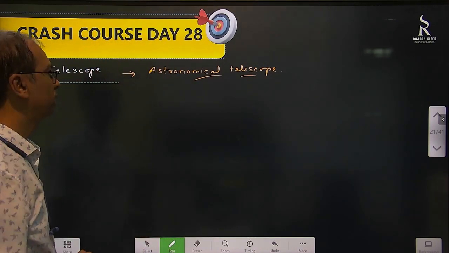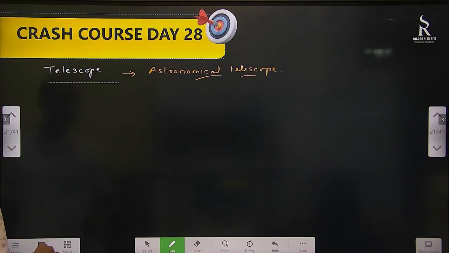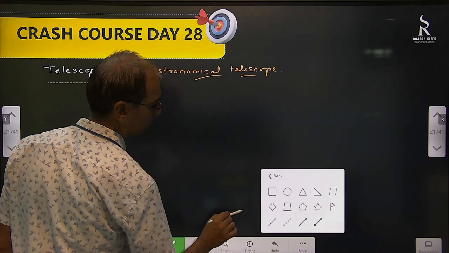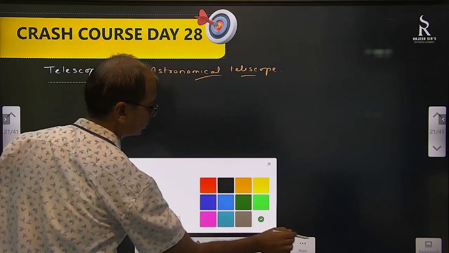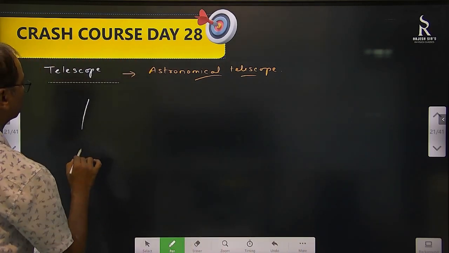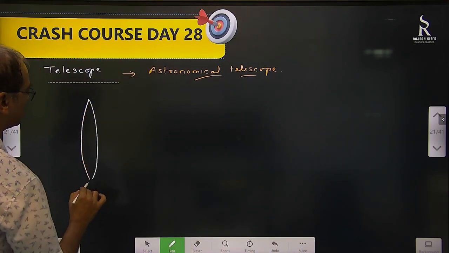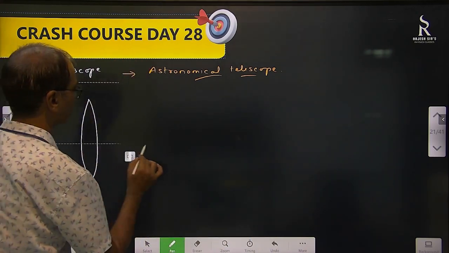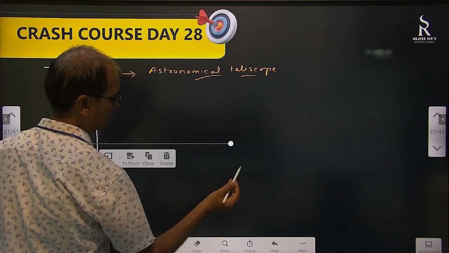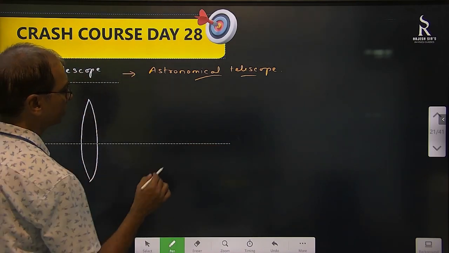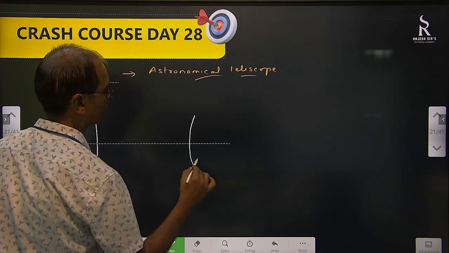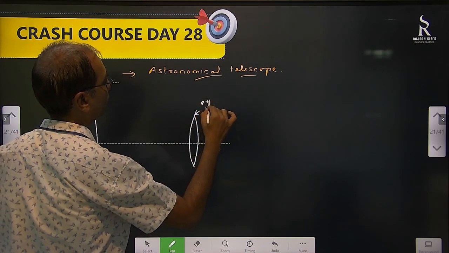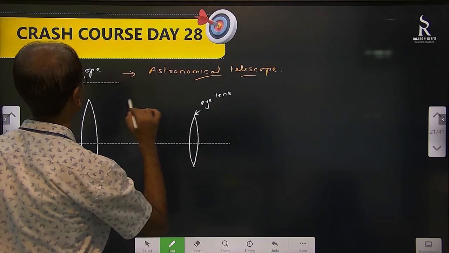Again, two lenses are there. First is the bigger one, bigger in size. The second one is the smaller one. In the microscope, it was the opposite. So this is the eyepiece or eye lens, and this is the objective.